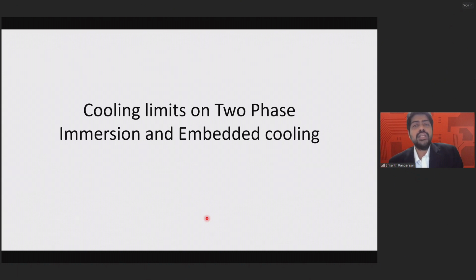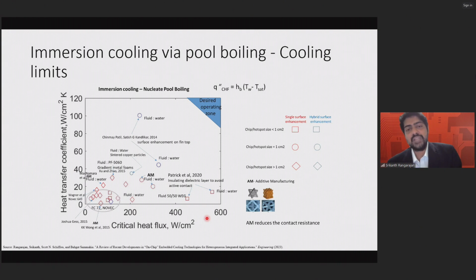Then, the cooling limits on two-phase immersion and embedded cooling. This is a literature survey that we have done as an effort to understand the future directions. Immersion cooling is gaining a lot of momentum. And as you can see here, on the y-axis we have the heat transfer coefficient, and on the x-axis we have the critical heat flux.